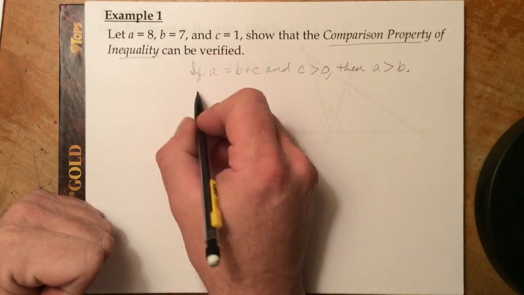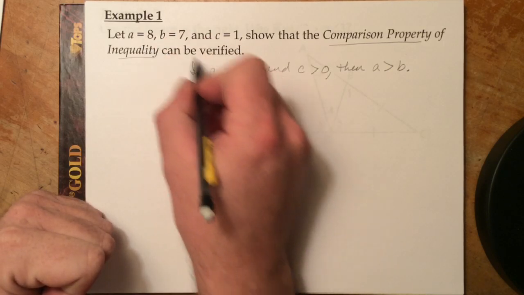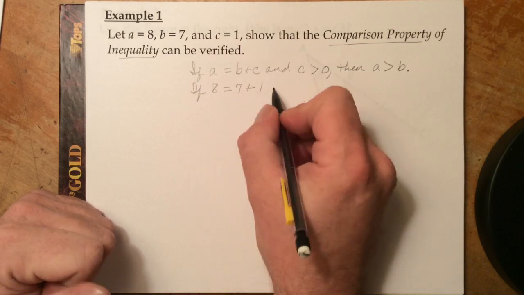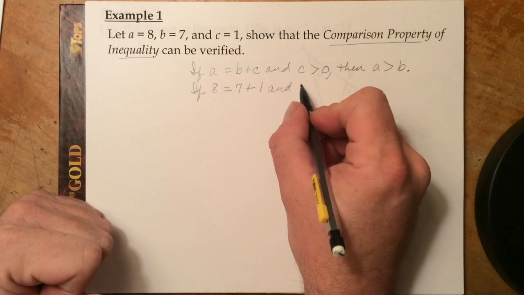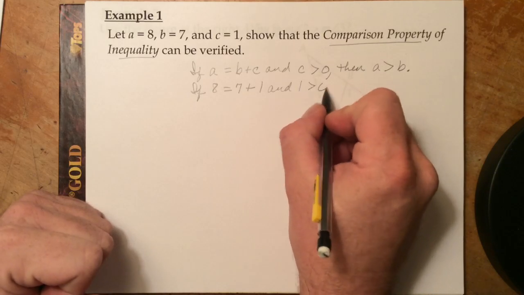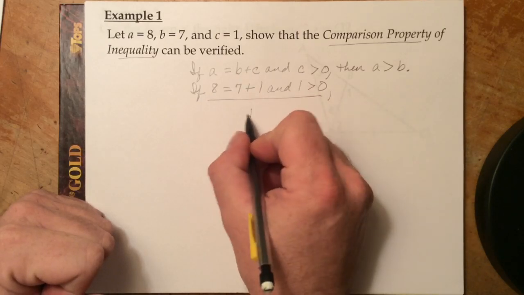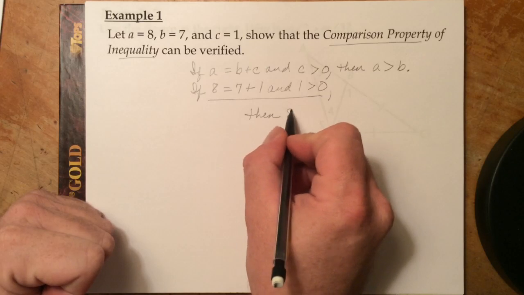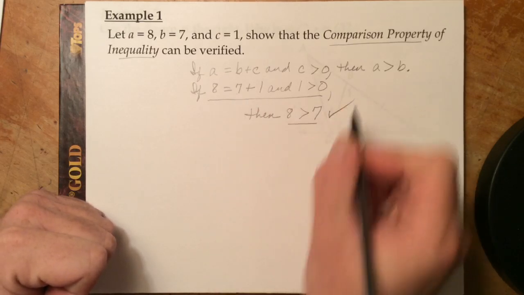We apply it to these values, and we have if A, which is 8, equals B, which is 7, plus C, which is 1, and that's true, 8 equals 7 plus 1, and C, which is 1, is greater than 0, which is true. All of this is true. Then A, which in this case was 8, must be greater than B, which is 7, and that's true. Verified.